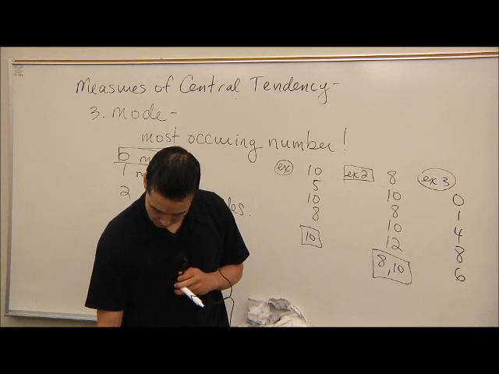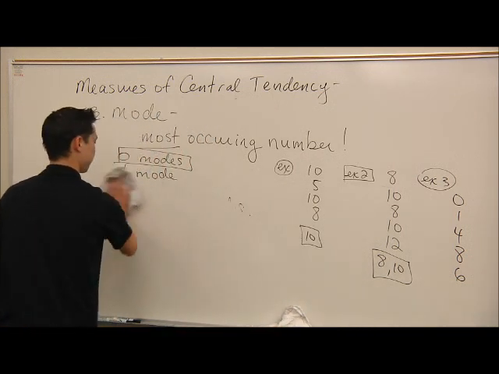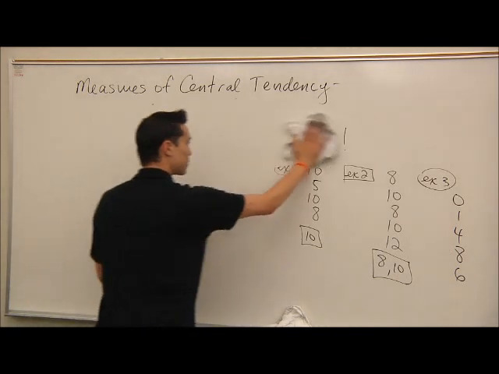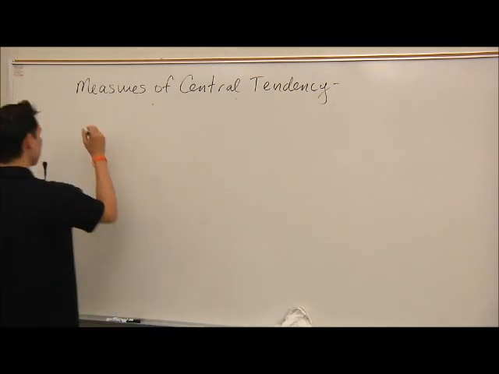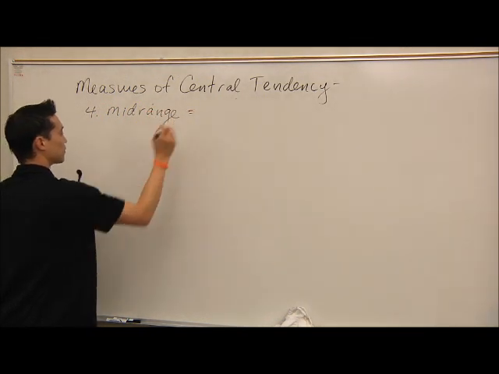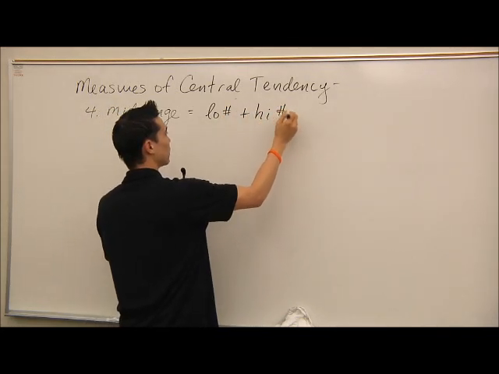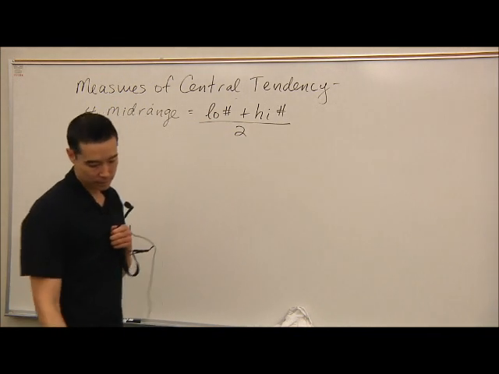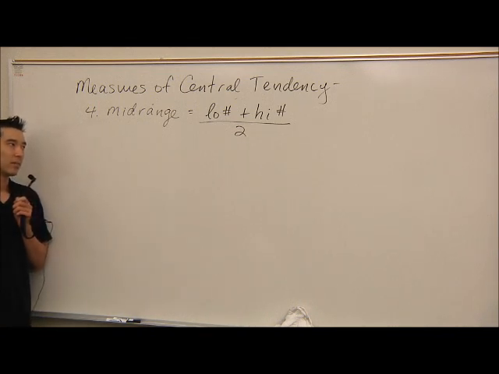Okay, the next one that we want to do is mid-range. So we have range, and what was range again? Highest minus lowest. So don't get that confused with mid-range. This is the lowest number in your data, plus the highest number in your data, and then divide that by 2. So you just take the smallest number, plus the highest number, and divide it by 2. That's all there is to it. It's called the mid-range.